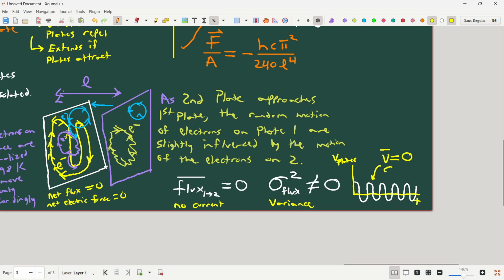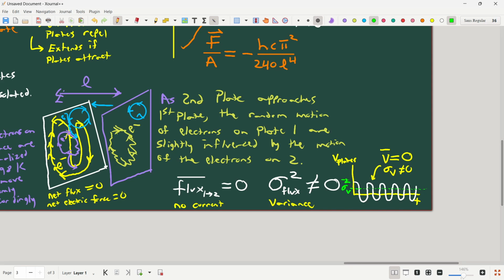But the standard deviation in the voltage is not equal to 0. It's not too hard to calculate, but the standard deviation of a sine wave, which is called the root mean square displacement, is right here. So this is sigma v. It's slightly positive. Maybe that's squared instead.